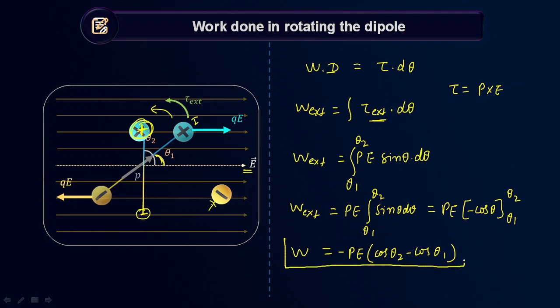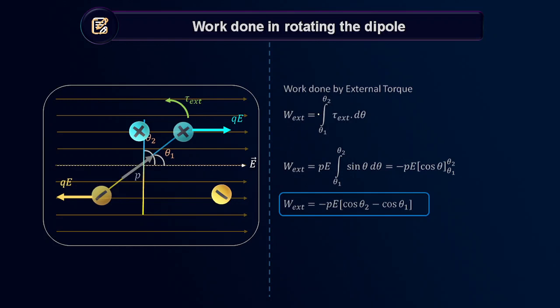Now whatever this work is, it is done by the external agent. Suppose initially it was like this, and now we have rotated it forcefully in this direction. If I release it, it will rotate back again. So whatever work is done gets stored in the form of potential energy. So the potential energy of the dipole will be equal to minus P cos theta. The work done by the external torque is the same thing: minus PE times cos theta 2 minus cos theta 1, right?